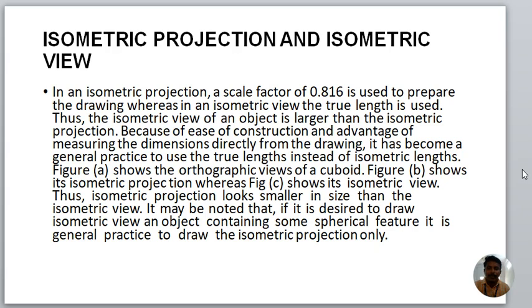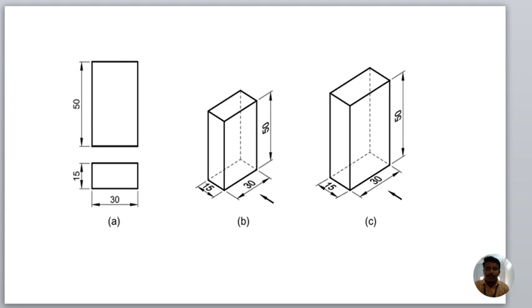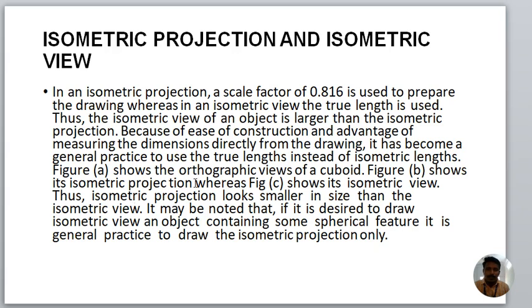It became a general practice to use the true length instead of isometric lengths. Let us know more from this figure, A and B. The orthographic views of the cuboid: figure B shows its geometrical projections, whereas figure C shows the isometric view. Thus the isometric projection looks smaller in size than the isometric view.